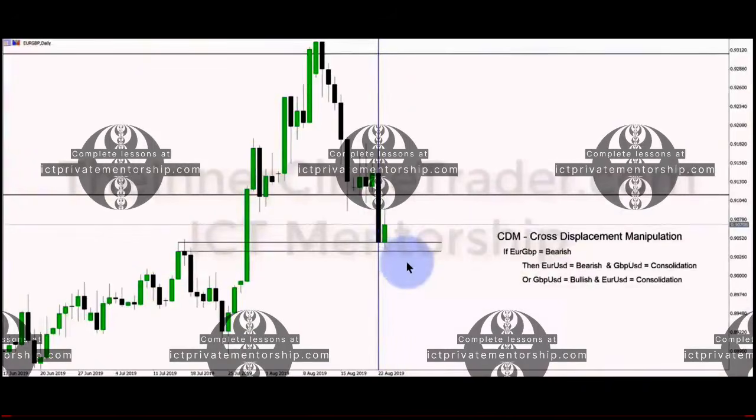Now I want to talk a little bit about cross displacement manipulation. Now when we refer to this pair, it's going to be very germane to how you trade the euro dollar or the British pound versus the dollar, or fiber and cable.